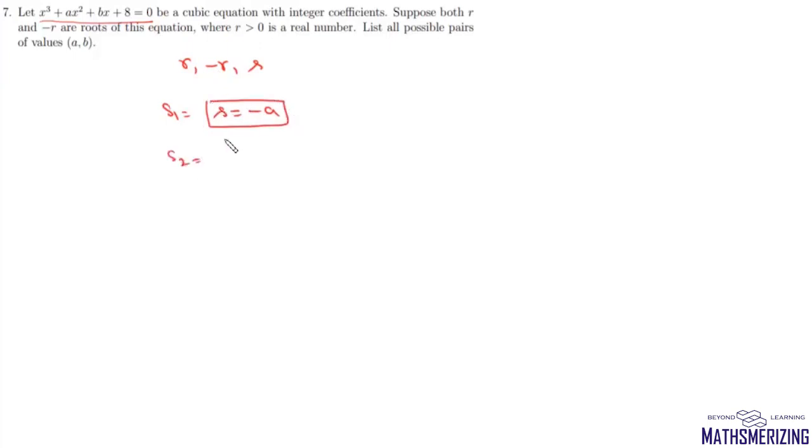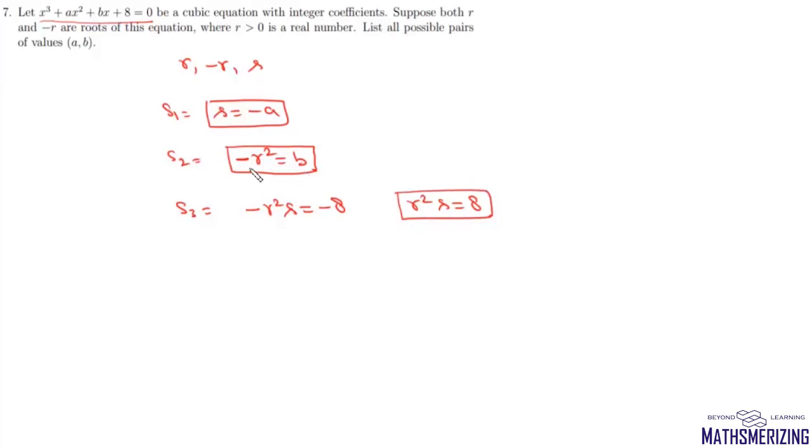Now we'll write s2, it'll be rs minus rs, so it'll cancel and then we'll get minus r square, and this is equal to b. The same way we can write s3, which is the product of all the roots, so it'll be minus r square s, and this value will be equal to minus 8. So from here we can say r square s equals 8. So we have 3 equations.